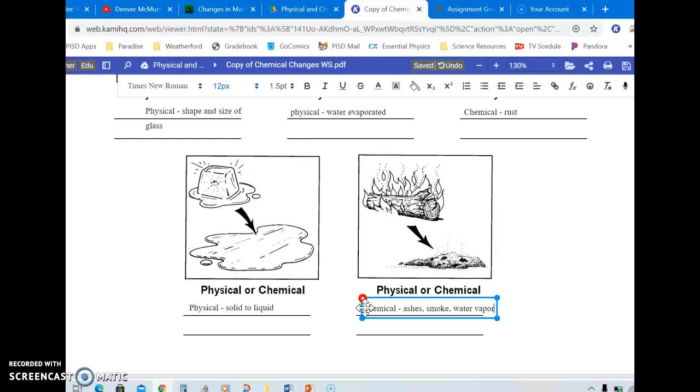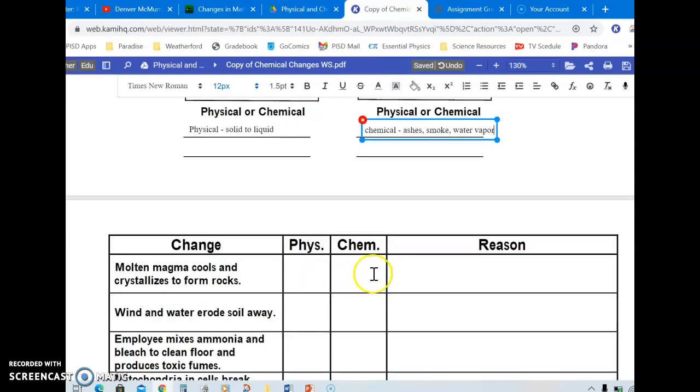All right, so that's what I'd like for you to do. Now for the rest of them, just check physical or chemical. And then if it's physical, tell me what changed, like size, shape, whatever. If it is, or change from a solid to a liquid, liquid to a solid, or whatever. If it's chemical, tell me what the new chemicals are that were not present before.